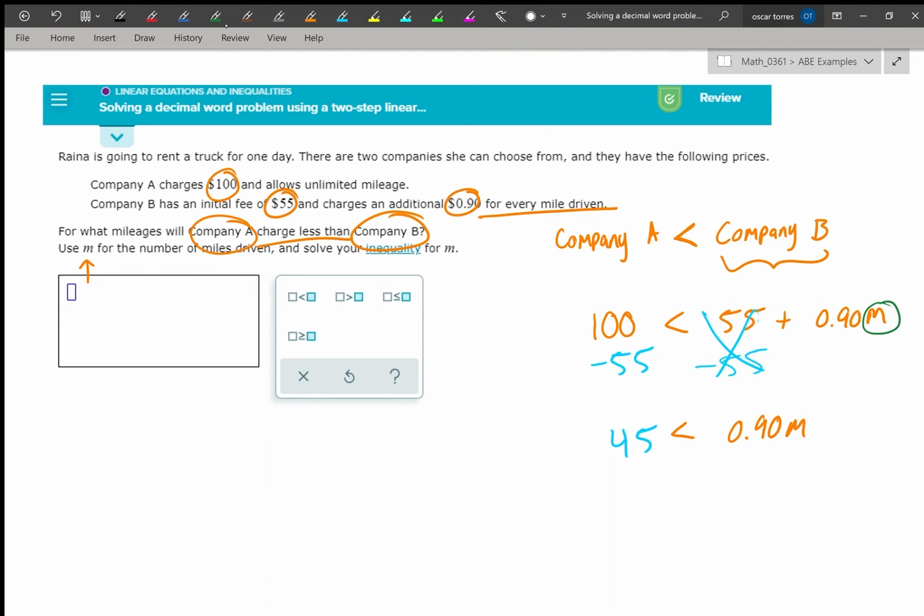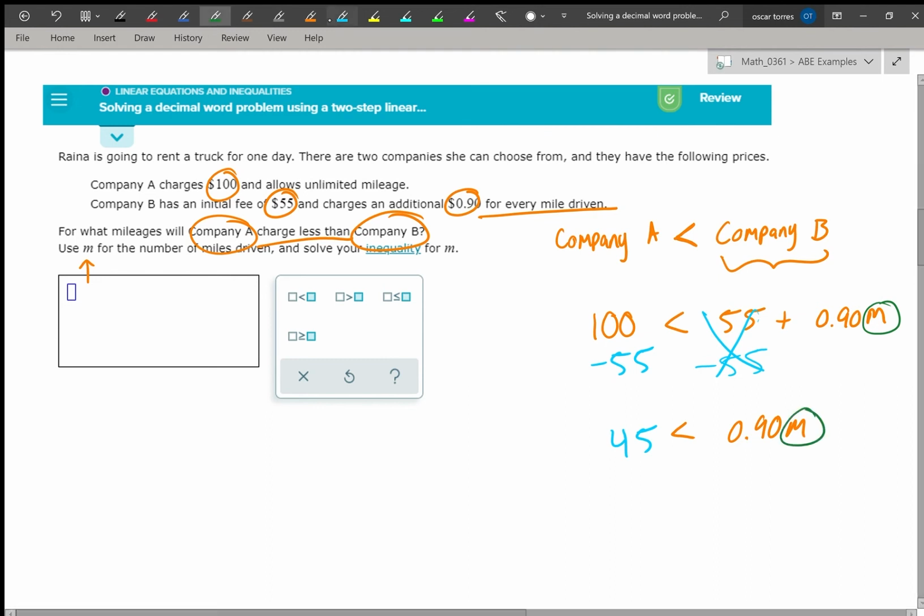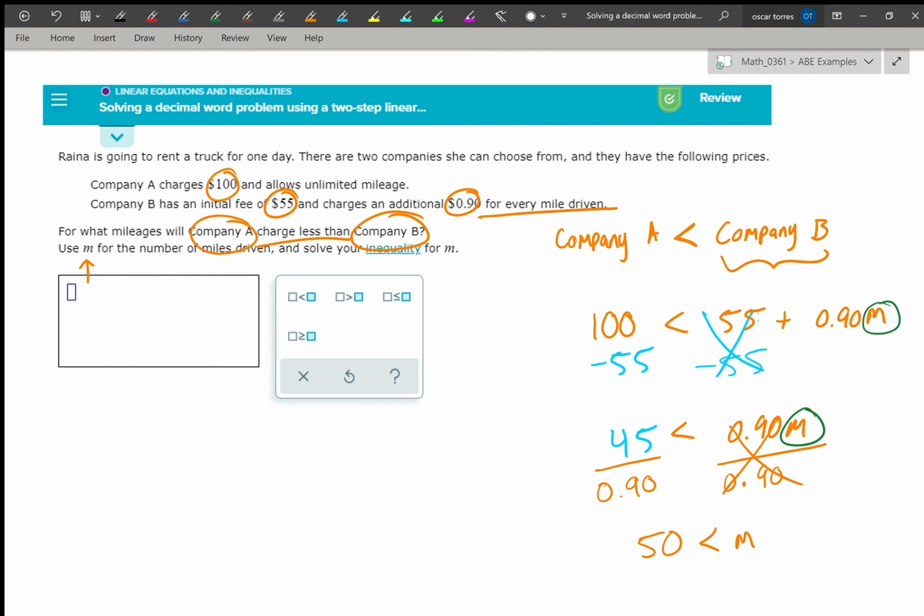We're still trying to get M by itself. So what's going on with this M value? Well, this M is being multiplied by 90 cents or 0.90. If it's being multiplied by 0.90, all we need to do is divide both sides by 0.90. When we do that, they cancel out on the right hand side and leave us with M. We have a less than symbol, and if we plug in 45 divided by 0.90 in the calculator, we end up with 50.